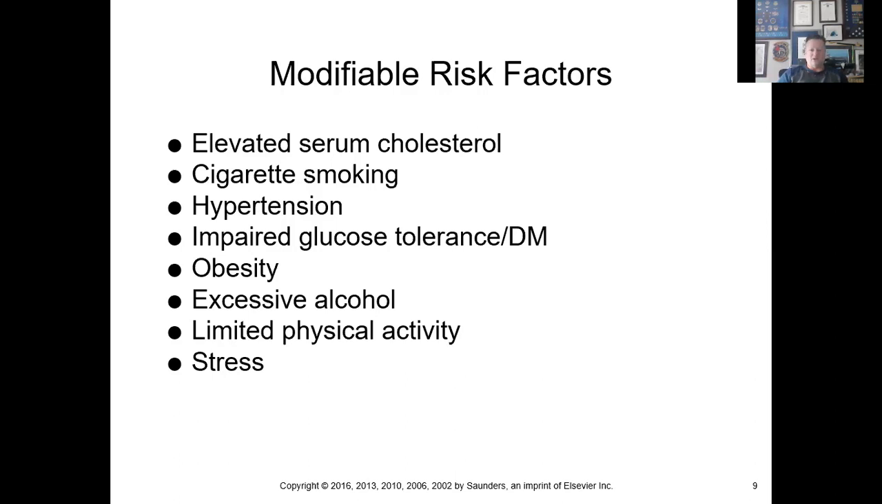Hypertension, high blood pressure, impaired glucose tolerance, diabetics. Diabetics, straight up with the diagnosis, have 4 times the chance of having acute coronary syndrome or coronary artery disease. Of course, obesity, excessive alcohol, limited physical activity, sedentary lifestyle, and stress.